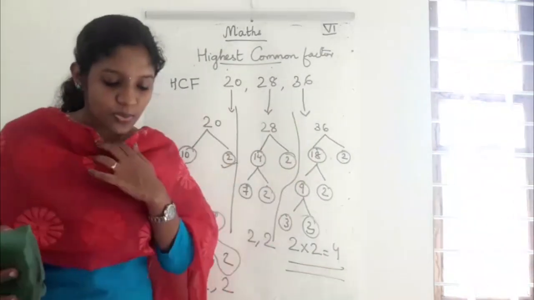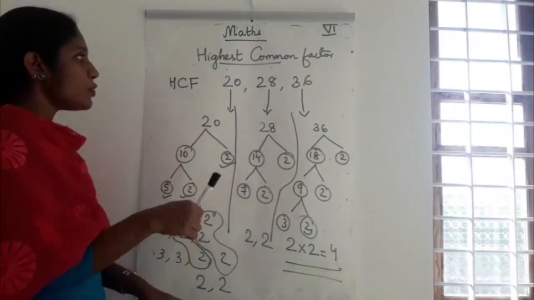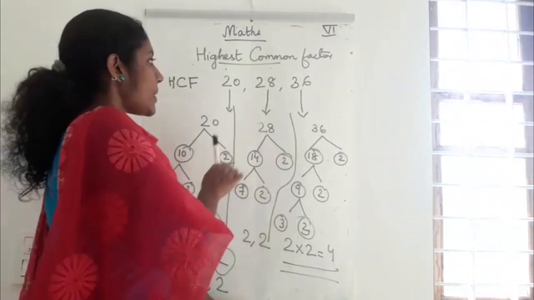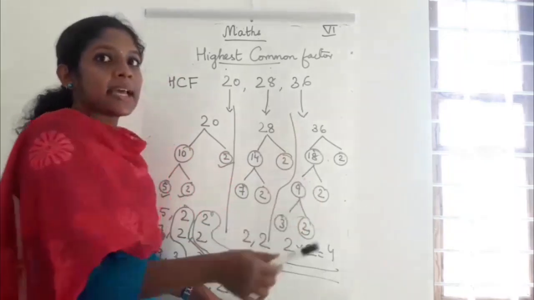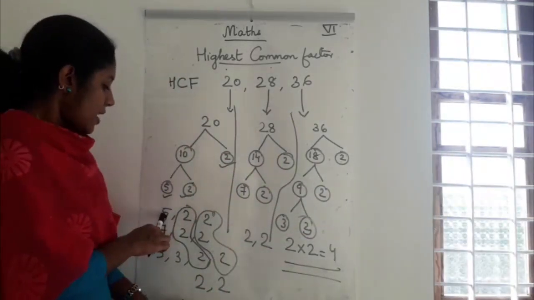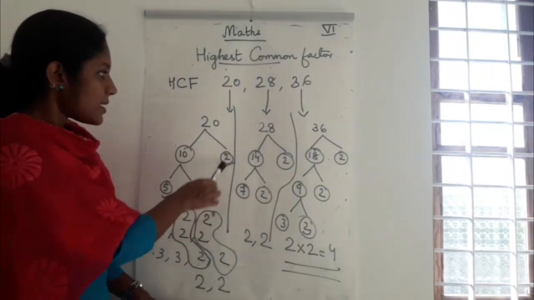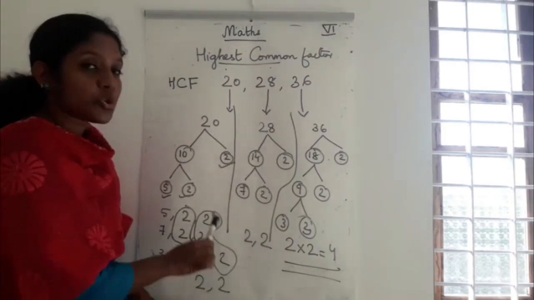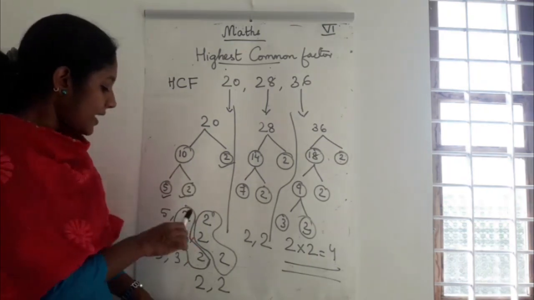So I will explain it once again. You have to write the prime factorization tree of each number: 20, 28 and 36. Then you write the factors. 20 has 5, 2, 2. 28 has 7, 2, 2. 36 has 3, 3, 2, 2. From these you have to find the common factors.